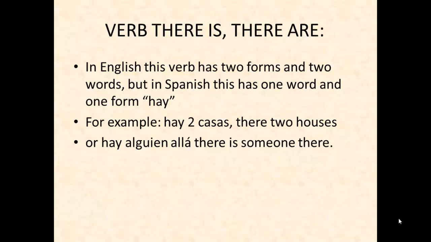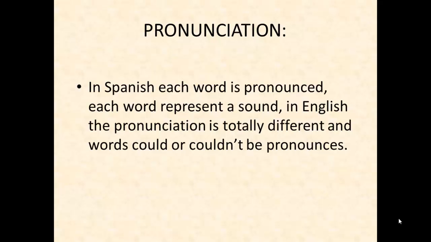Verb, there is and there are. In English, this verb has two forms and two words, but in Spanish, it has one word and one form. Hay, for example, hay dos casas, there are two houses. Or hay alguien allá, there is someone there.